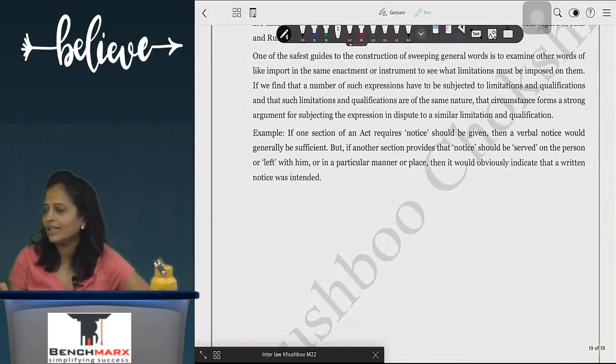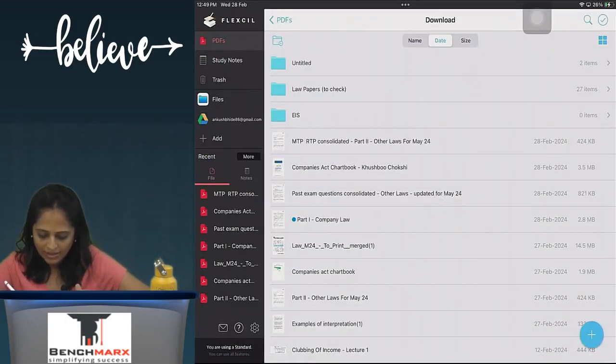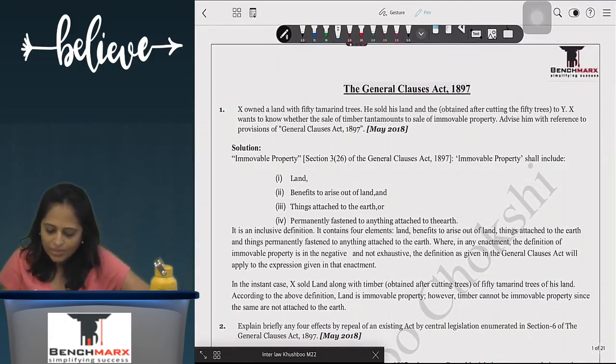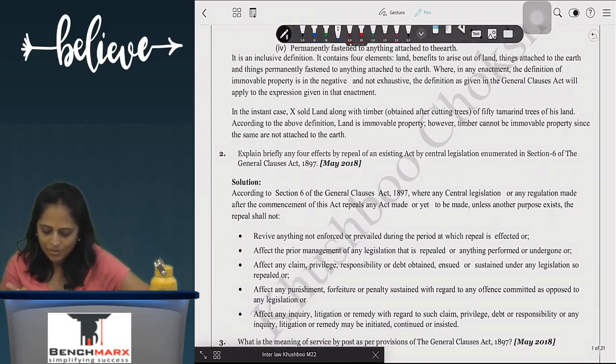Okay. So these are MTP and RTP questions up to now, which we have consolidated for general clauses and interpretation. Let us look at past exam questions. X owned a land with 50 tamarind trees. He sold his land and timber obtained after cutting the 50 trees to Y. X wants to know whether the sale of timber tantamounts to sale of immovable property. Advise. We have just done this same one, so there will be nothing new in the exam paper, if you see.